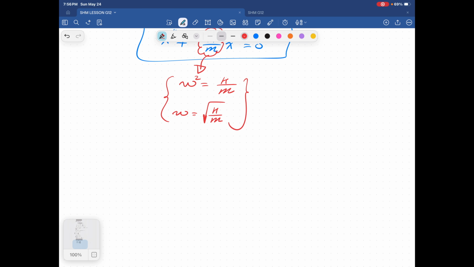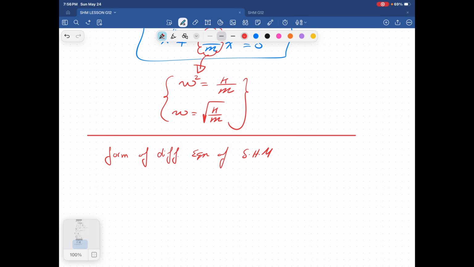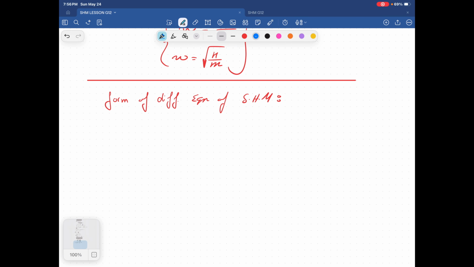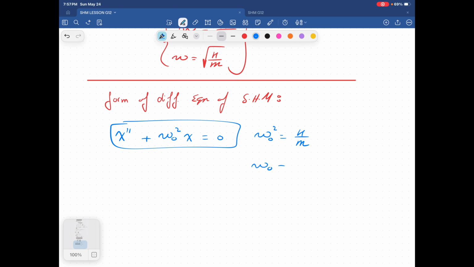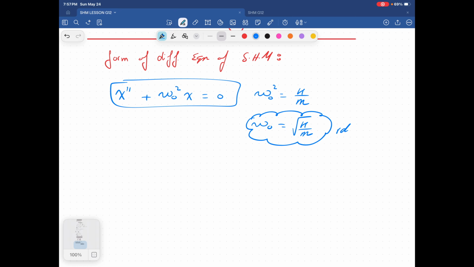We now take the final form of the differential equation of simple harmonic motion, and it takes the form of x double prime plus w0 squared x is equal to 0, with w0 squared equal to k over m, and w0 equal to radical k over m, and it is called the angular frequency, measured in radians per second.